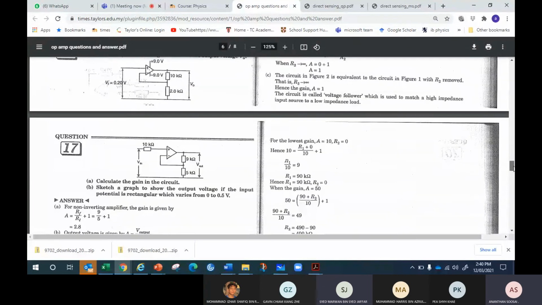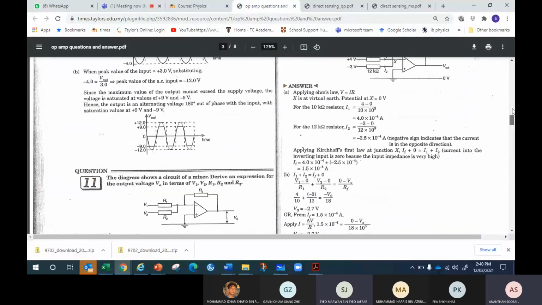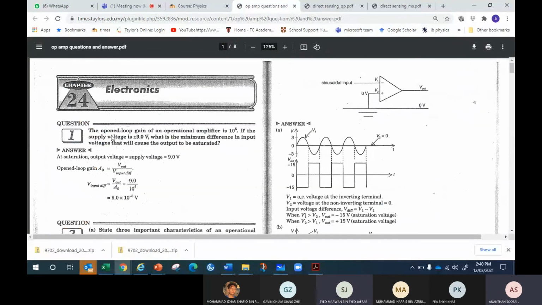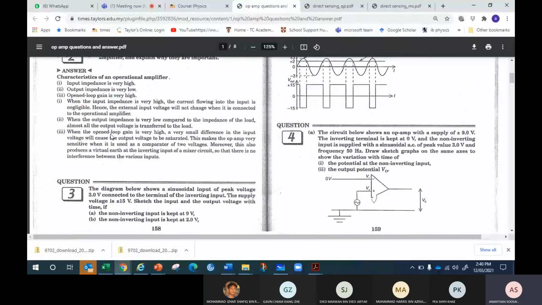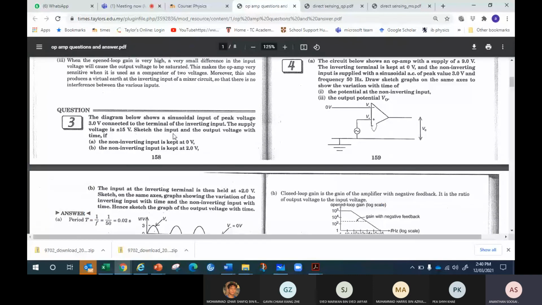Okay, so let's go one by one. It's just selected questions. Go to number three. Look at number 3. The diagram below shows a sinusoidal input of peak voltage 3 volts connected to the inverting input terminal. The supply voltage is positive 15, negative 15. Sketch the input and output voltage with time if the non-inverting input is kept at 0.